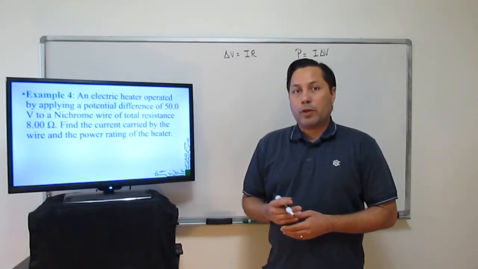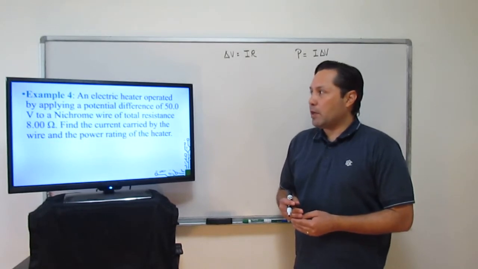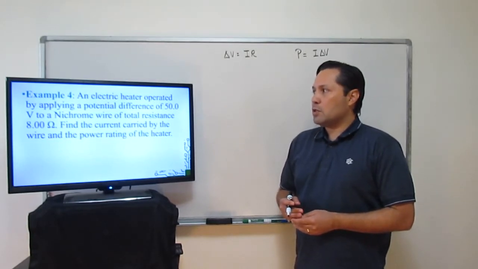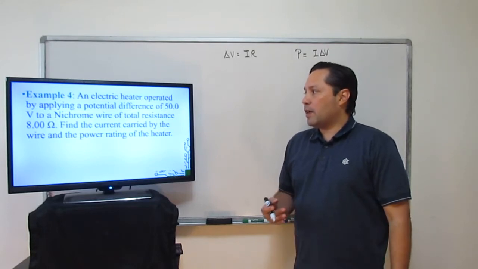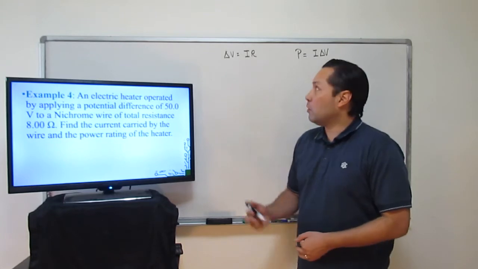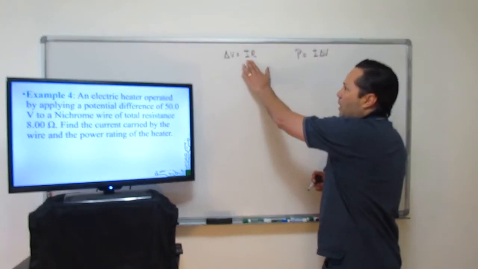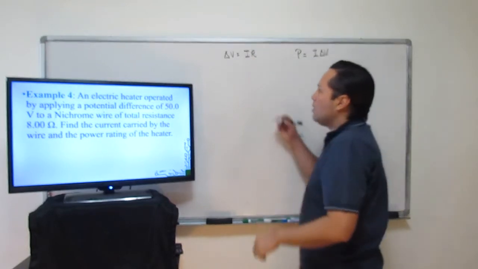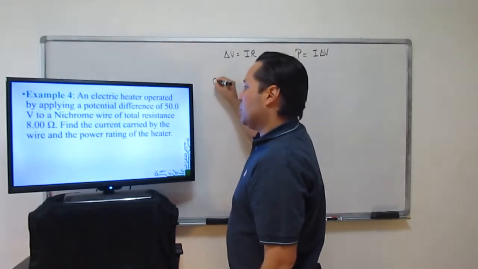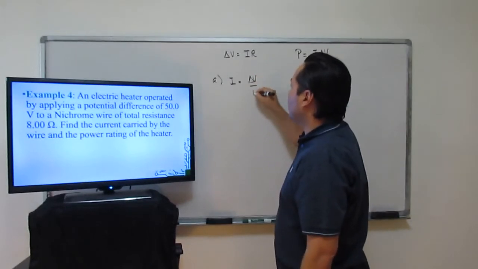In example 4, we asked the following question. An electric heater operated by applying a potential difference of 50 volts to a nichrome wire of total resistance of 8 ohms. Find the current carried by the wire as well as the power rating of the heater. Alright, so we're going to begin by finding the current, I. So we're going to isolate the I. So I'm going to divide both sides by R. So we end up for part A, which is find the current, I is equal to potential difference over the resistance.